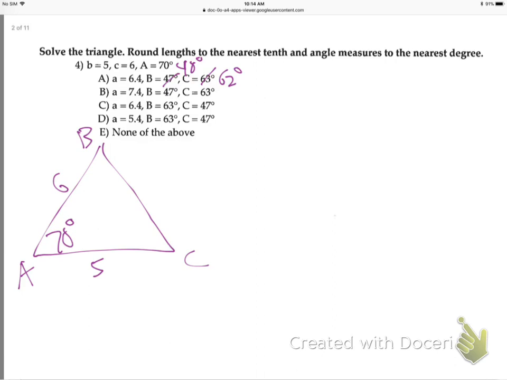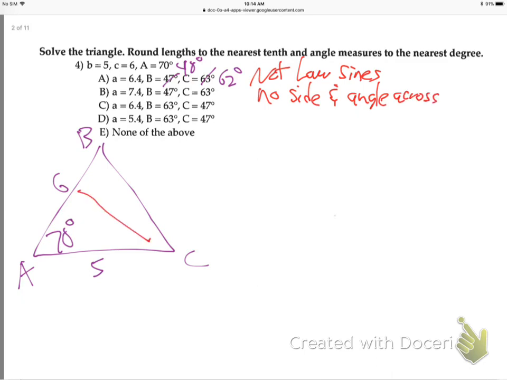Can I do law of sines on this one? No. I cannot do law of sines because they never give me a side and the angle across from it. I have this side but not the angle across. I have this angle but not the side across. I never have a matchup with a side and angle across. So I can't use law of sines. I never have a complete pair to make a fraction.